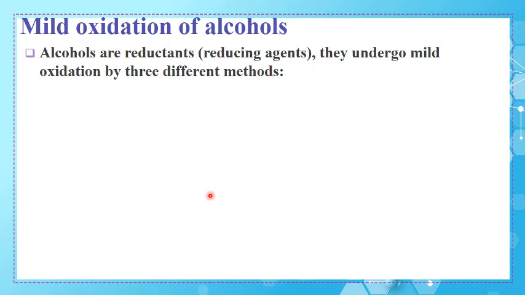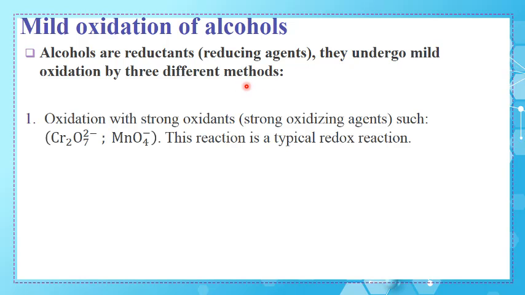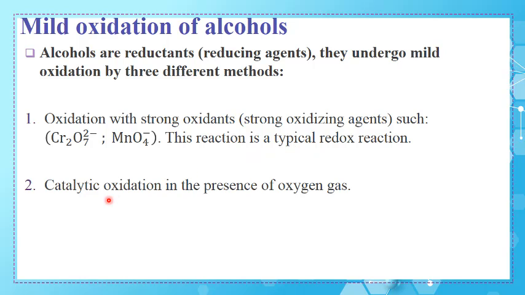Now, how does mild oxidation of alcohol occur? It occurs because alcohols are considered reductants, which means reducing agents. They undergo mild oxidation by 3 different methods. The first method consists of using a strong oxidant, such as dichromate Cr2O7 2- and permanganate. This reaction is a typical redox reaction. There are 2 other methods. The first one is catalytic oxidation, which will be studied in the next part of the lesson.